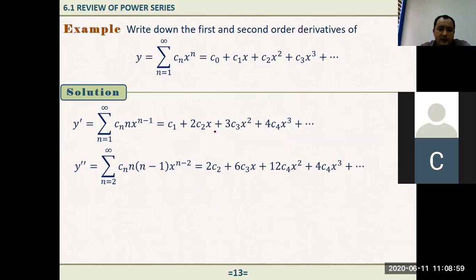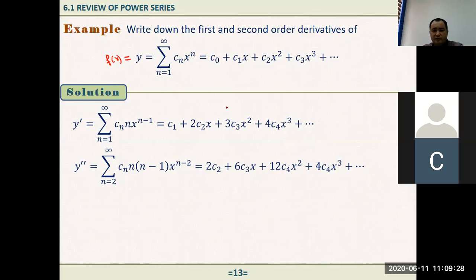For example, write down the first and second order derivatives of this function. Assume that here we have a function f of x, and assume that this is the power series representation of this function. If you expand this, here we have c sub 0 plus c sub 1 x plus c sub 2 x squared plus c sub 3 x cubed, and so on. It goes to positive infinity, right?